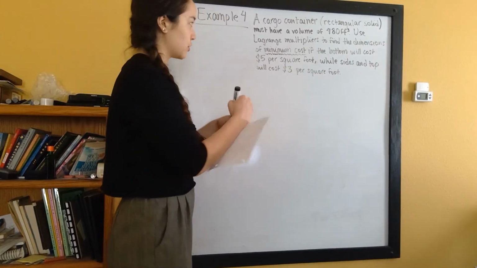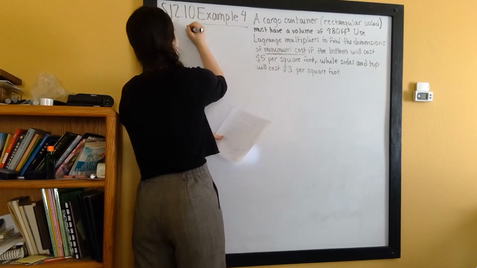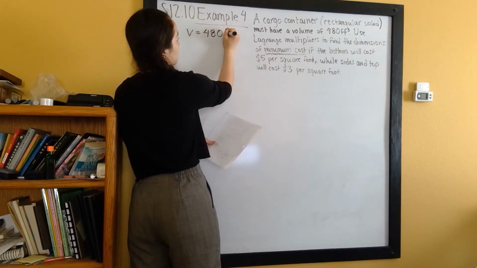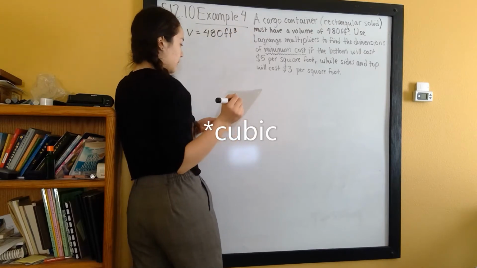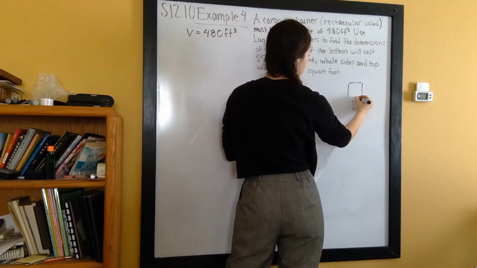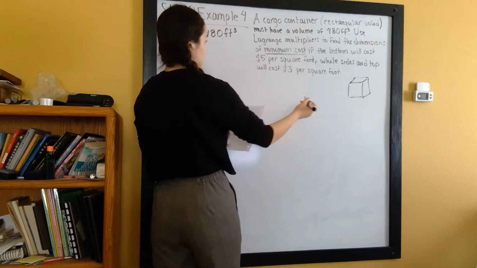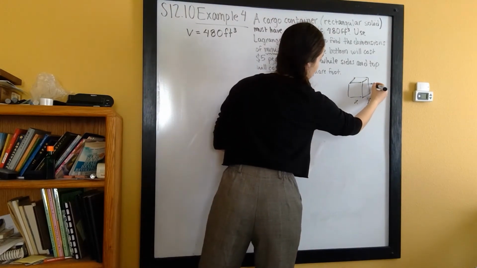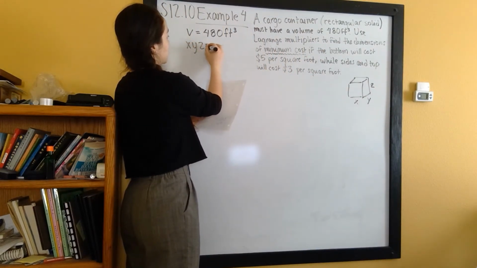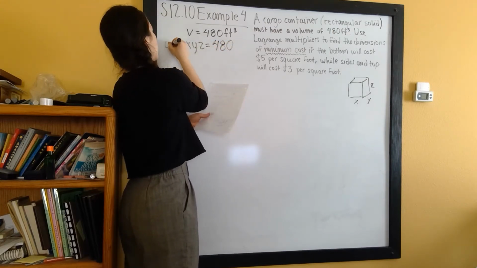Okay, so starting out, we know that we have a constraint that the volume must equal 480 cubic feet, right? If we imagine our little container here, with dimensions x, y, and z, then the volume xyz is going to equal 480. So this is our constraint.